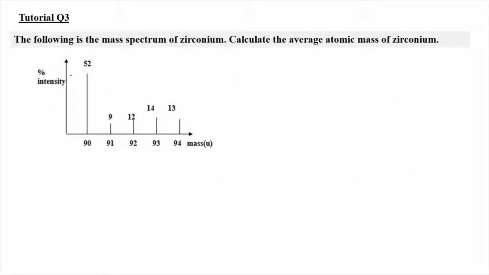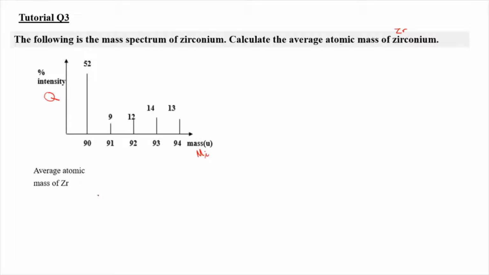For tutorial question 3, the following is the mass spectrum of zirconium. Calculate the average mass of zirconium, so Zr. So in order to find the average atomic mass of zirconium, we're going to look into the mass spectrum here. So we are given the percentage intensity, or known as the percentage abundance, and then we're going to have our masses here, isotopic masses, so Mi here.